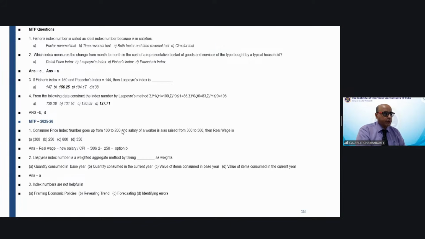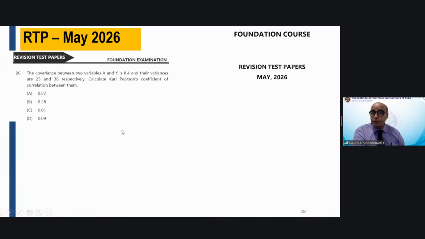Fine, so that brings us to the RTP, the last lot of questions. The first one I've taken from the last chapter. We did correlation and regression. So this is RTP May 2026. The 20th question comes up. This is slide 19 now.